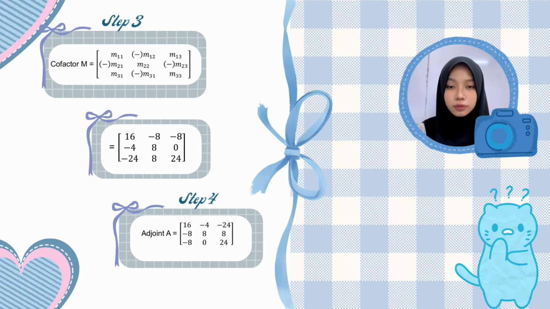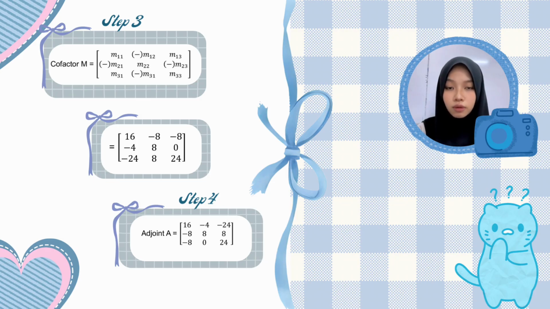So step 3, creating the cofactor matrix. Look at the middle box. You will notice the signs have shifted. For example, the 8 in the middle top changed to negative 8, and the 4 in the middle left changed to negative 4.